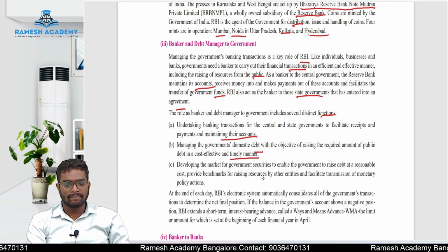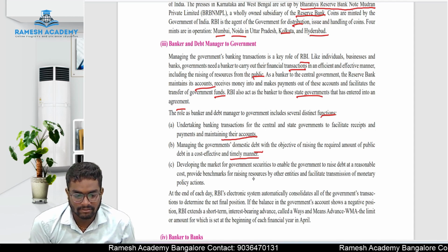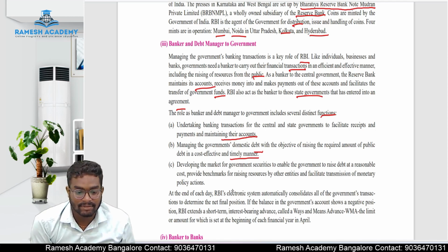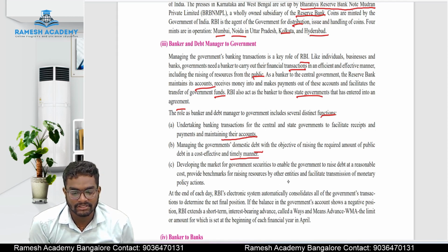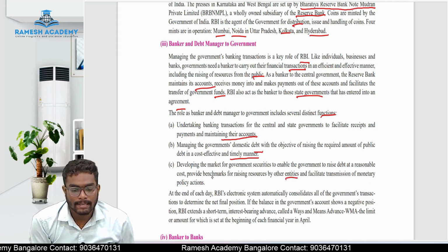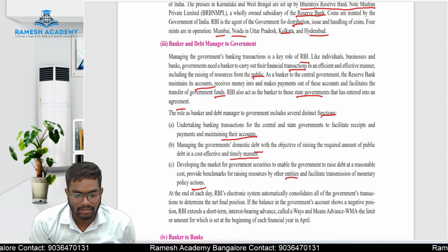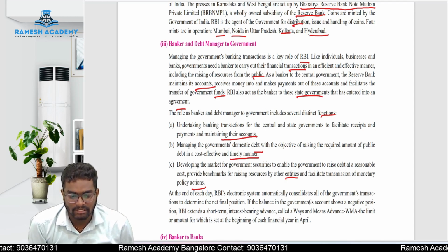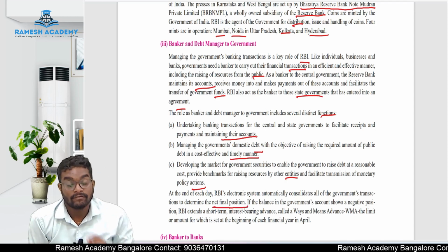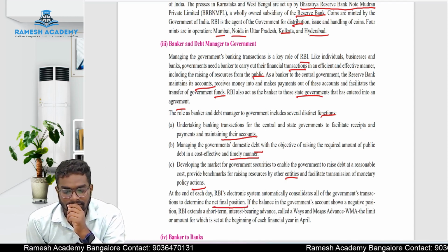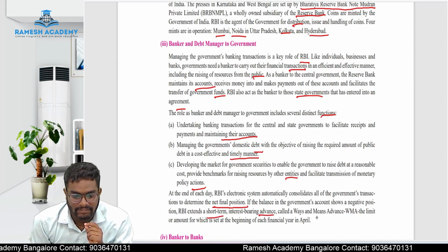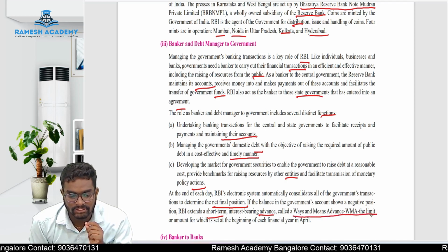Developing the market for government securities to enable the government to raise debt at a reasonable cost, provide a benchmark for raising resources by other entities, and facilitate transmission of monetary policy actions. At the end of each day, RBI's electronic system automatically consolidates all the government transactions to determine the final position. If the balance of the government account shows a negative position, RBI extends a short-term interest-bearing advance called the ways and means advance. So this is the important term.